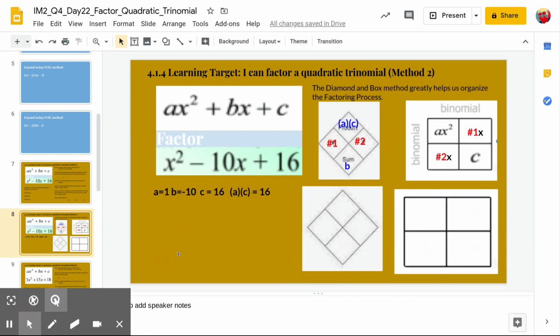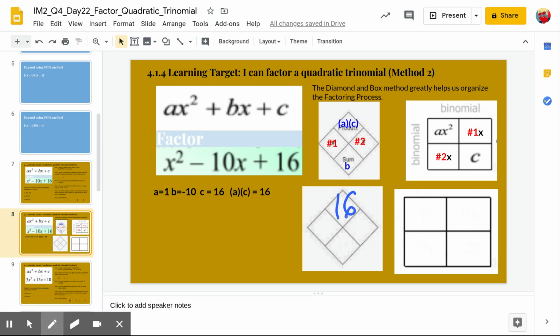So here is method 2, which is going to be our bread and butter as we're learning this. So we're going to have what's called a diamond and a generic rectangle. The diamond is always going to be set up so the top is your A times c. It's the product of a times c. So in this example here, x squared minus 10x plus 16, we know a is 1 and c is 16. So AC is 16. So in the upper part of my diamond, I'm going to put 16.